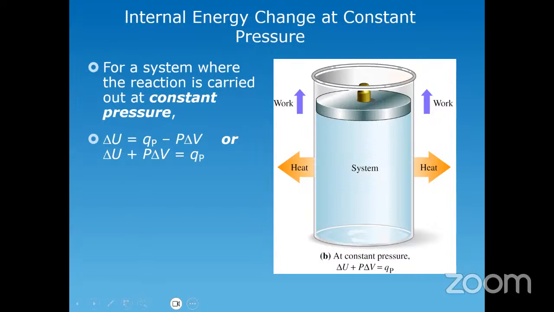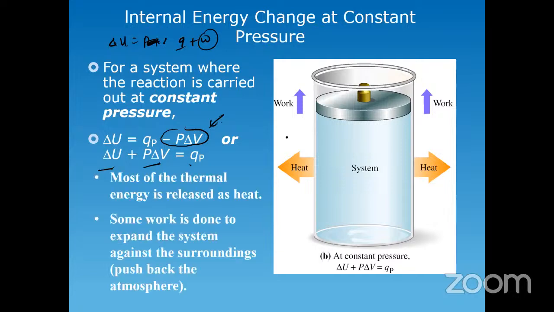I prefer black ink, so let me do that. The equation is delta U is equal to Q plus W. What we're going to do now is replace W with minus P delta V, and we end up with this equation right here. And Q is basically QP, where P means under constant pressure conditions. Now, if we rearrange this, we're going to get QP is equal to delta U plus P delta V.